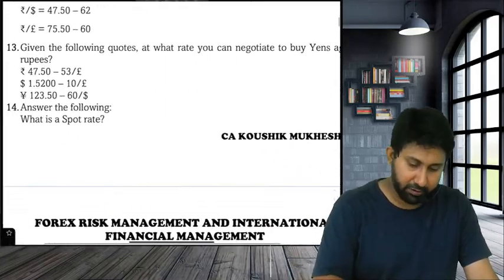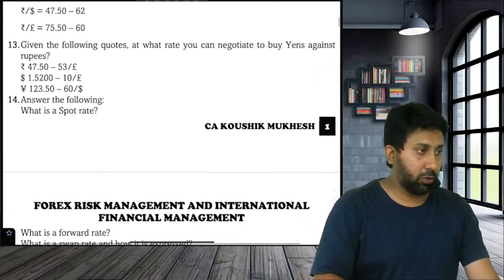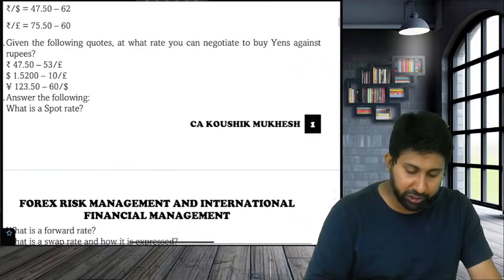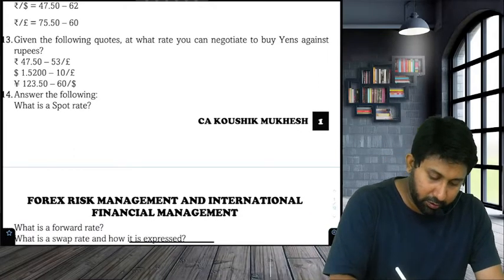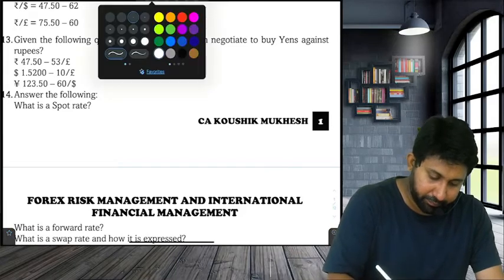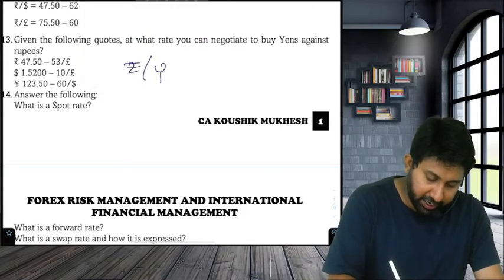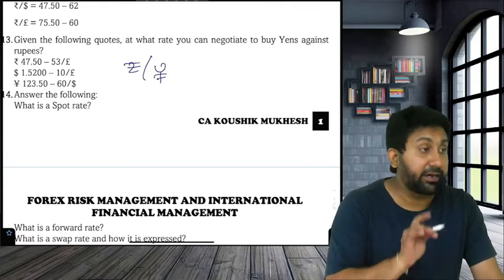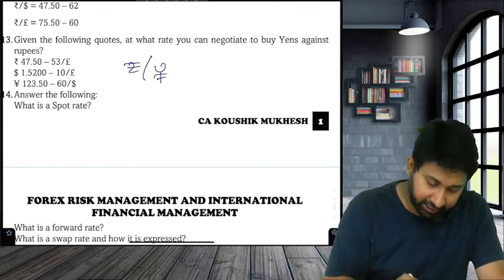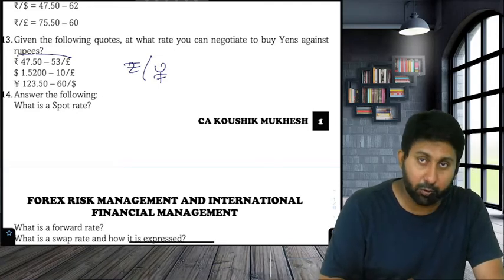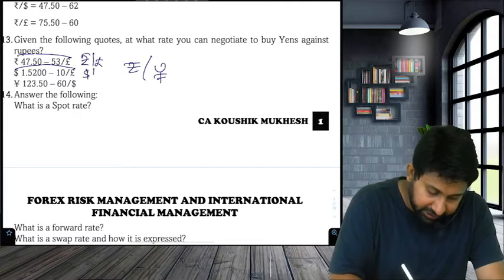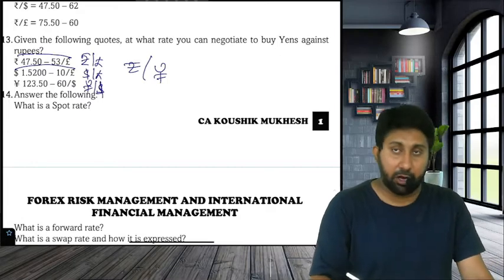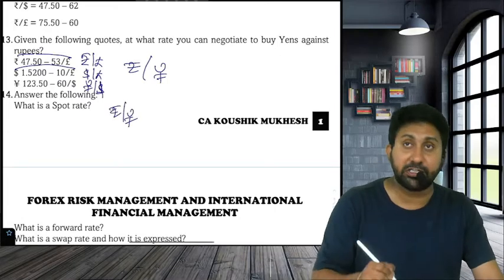Okay, see here now. Given the following quotes, at what rate can you negotiate to buy the yens against rupee? We want quotation between rupee and yen. Are rupee and yen traded against each other or not? Let us check. This is rupee by pound, this is dollar by pound, and this is yen by dollar. We want rupee by yen, which is not quoted.